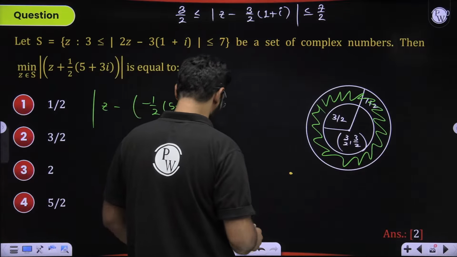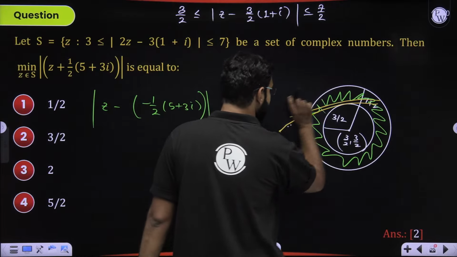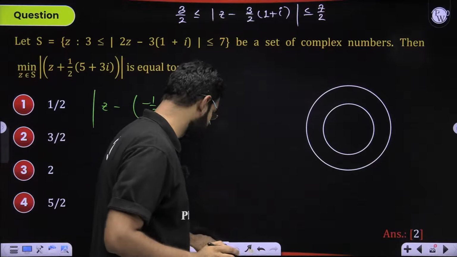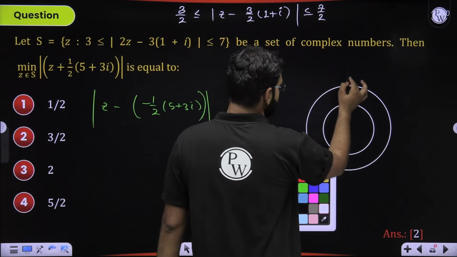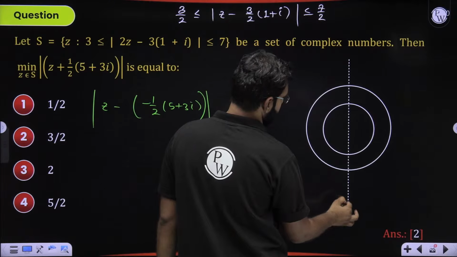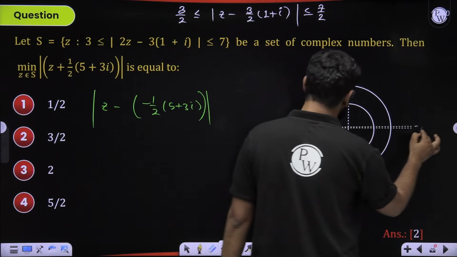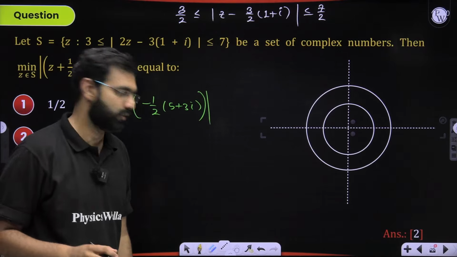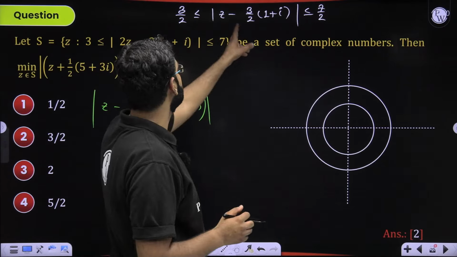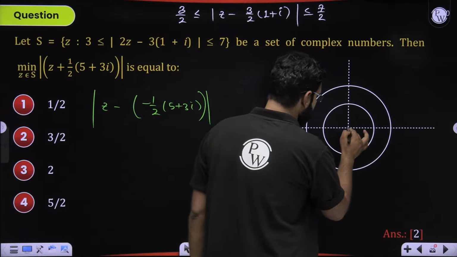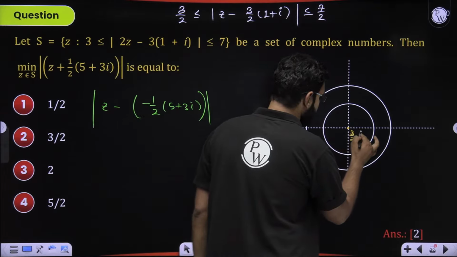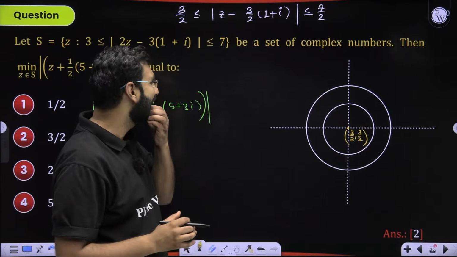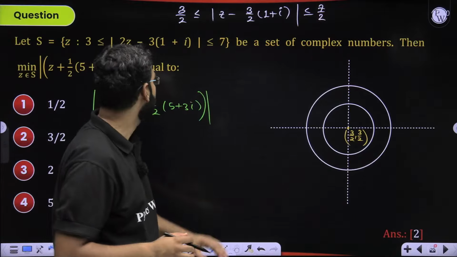Let me do that so that you are clearer. Pay attention to this part. This is not the x-axis and y-axis; they are lines passing through the center of the circle, parallel to the x-axis and y-axis. Here the center of the circle was 3 by 2 comma 3 by 2, so this point is 3 by 2 comma 3 by 2. I'm deliberately writing it like this so that you can visualize it better. Now, the interior circle has radius 3 by 2.